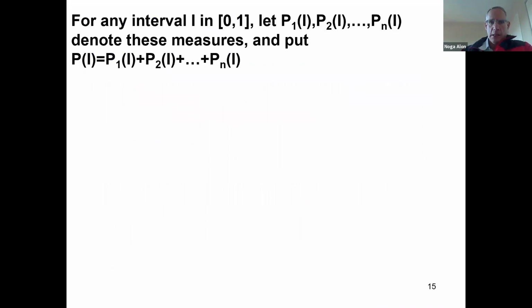Now, for any interval in [0, 1], we have the measure of this interval according to all these probability measures, P1 of I, P2 of I, up to Pn of I. And we define the sum of these measures. So that's another measure. The total measure of I will be the sum of the small measures of all of them. As I said, I can forget now that the probability measures came from the beads, so I will not use the fact that they have disjoint supports. So this P of I is defined.